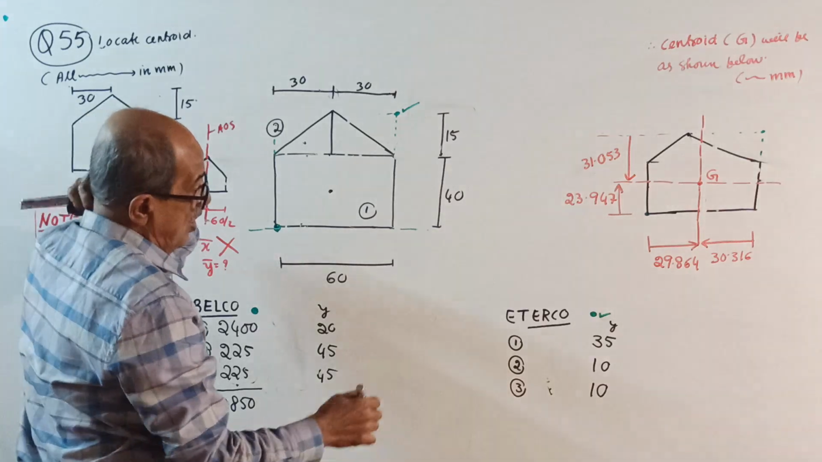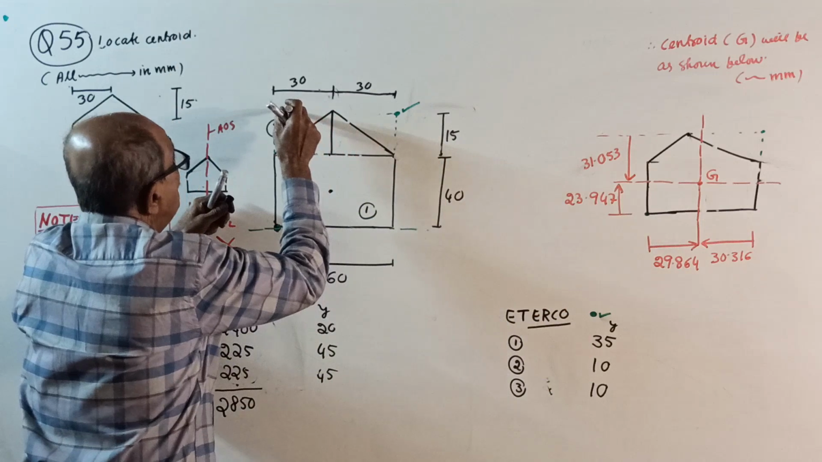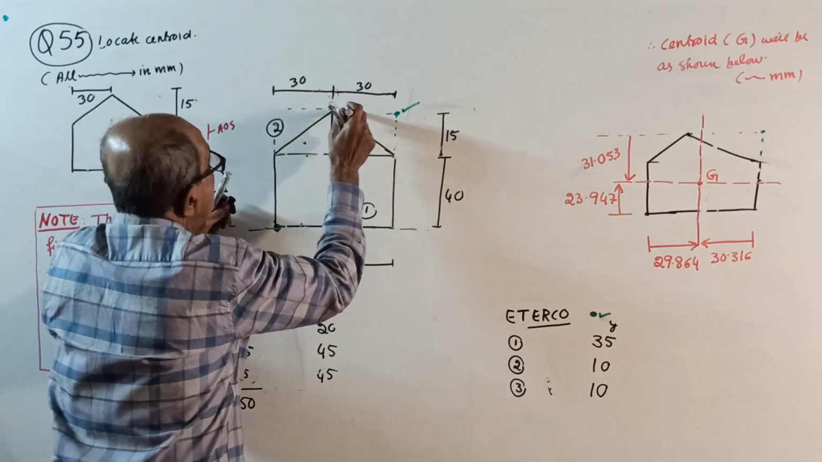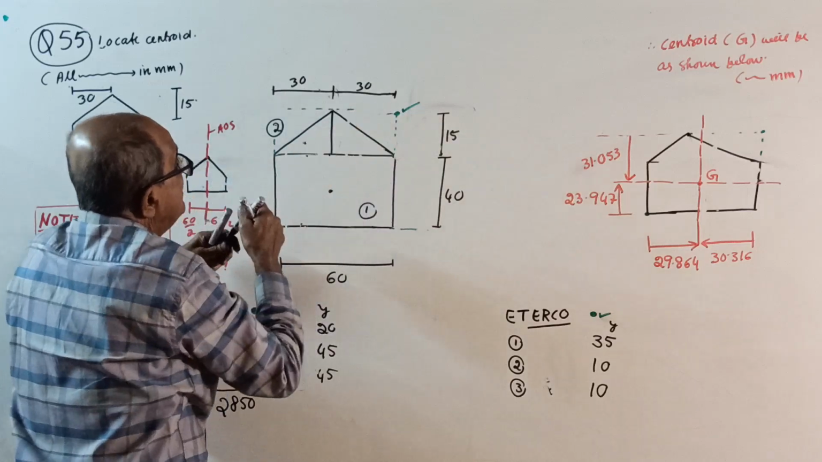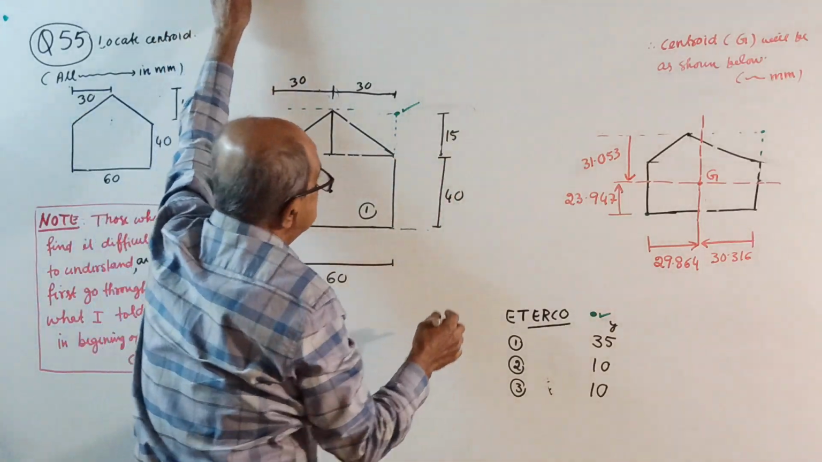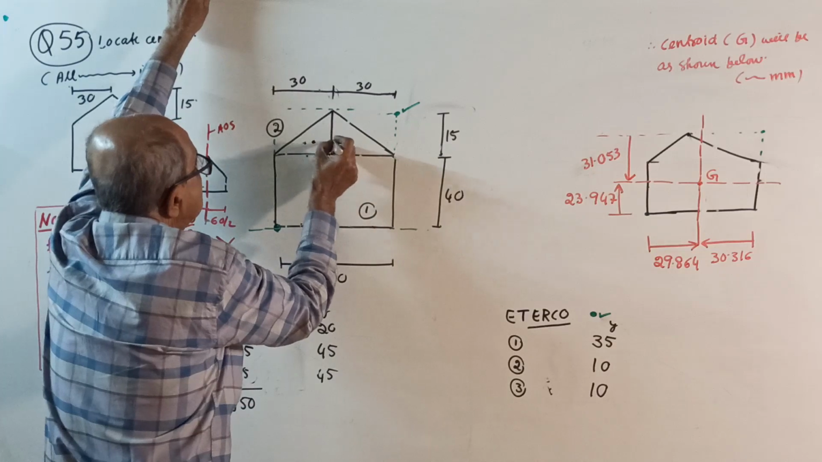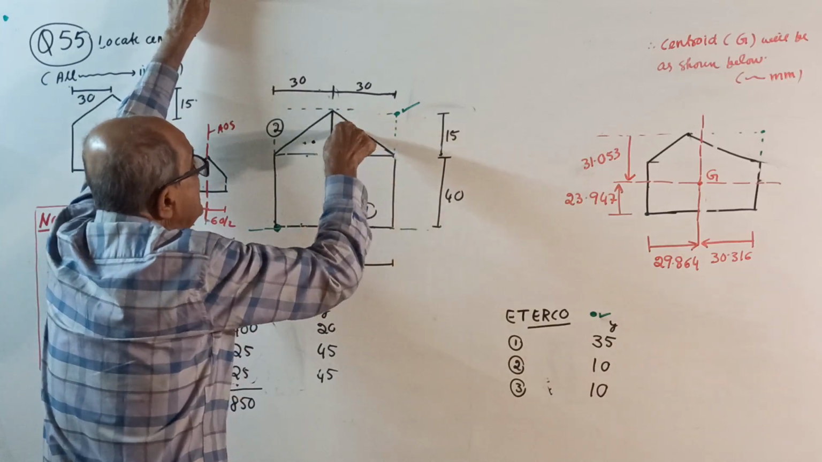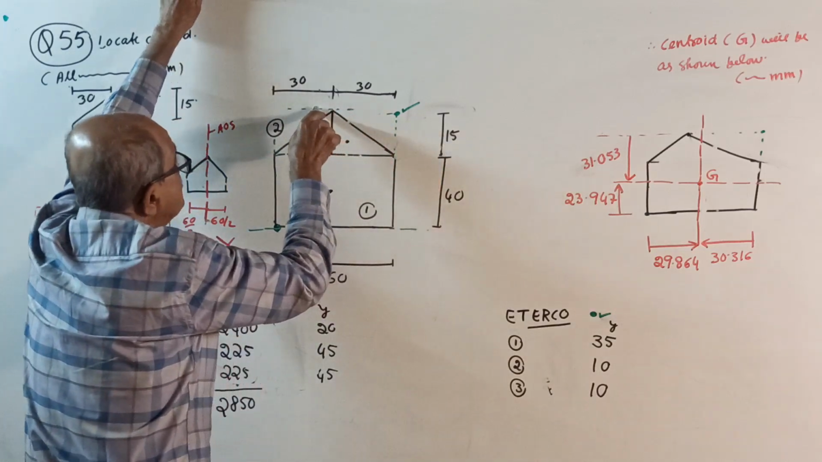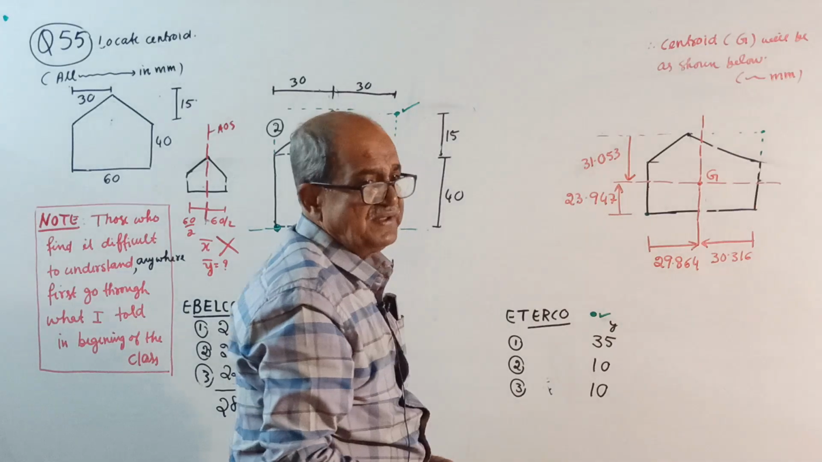That's all. Or if you take the top extreme and find y bar from that origin, for this figure it is 15 plus 40 by 2, that is 35, correct. The centroid is here, and here. 2 by 3 of 15, this also 2 by 3 of 15, that is 10, 10. You will get y bar from that side.